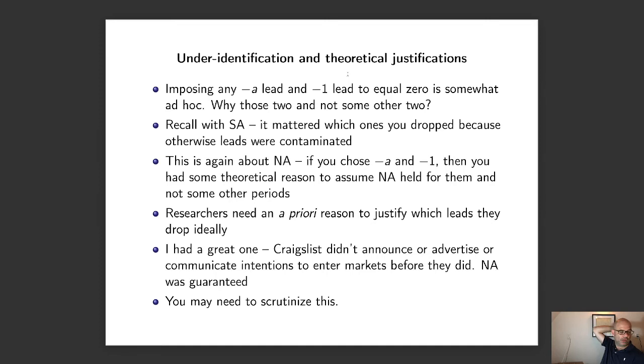If you choose to drop leads -4 and -1, then you had some theoretical reason to assume that no anticipation held for them and not some other periods. So researchers need an a priori reason to justify which leads they drop. I had a great one in my paper. Craigslist didn't announce or advertise or communicate that they were going to enter a market before they did. So no anticipation was guaranteed.